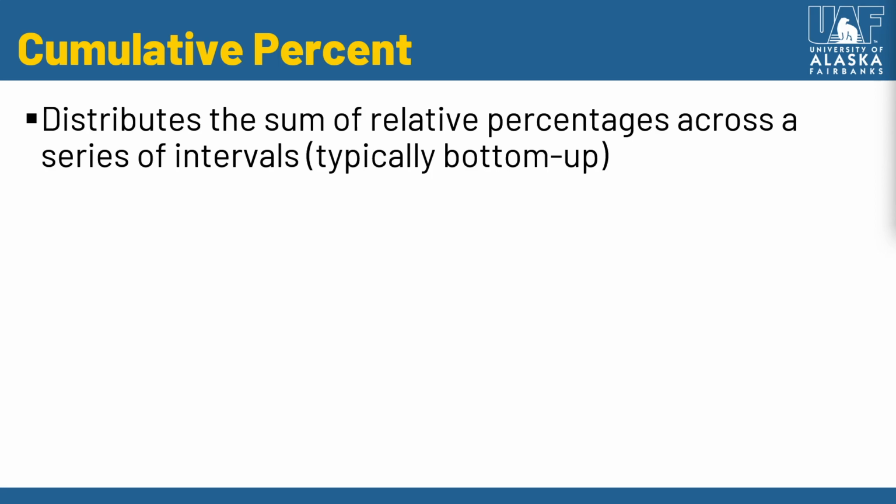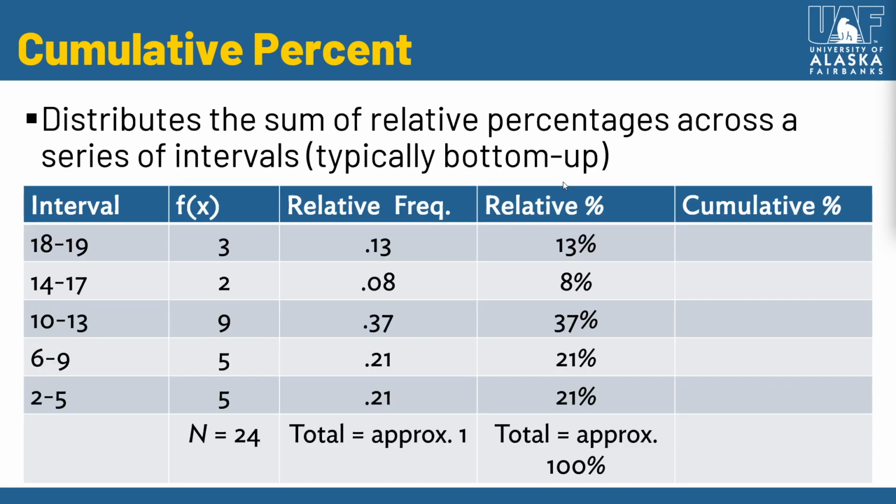So let's do a few things here to get to relative percent. First, let's start with cumulative, or I'm sorry, we already had relative percent. What we need to get to is cumulative percent. So this, just like cumulative frequencies, we're distributing the sum of relative percentages across a series of intervals. In this case, typically bottom up, but they could vary. In this case, bottom up makes the most sense because, again, our high values are at the top of the table.